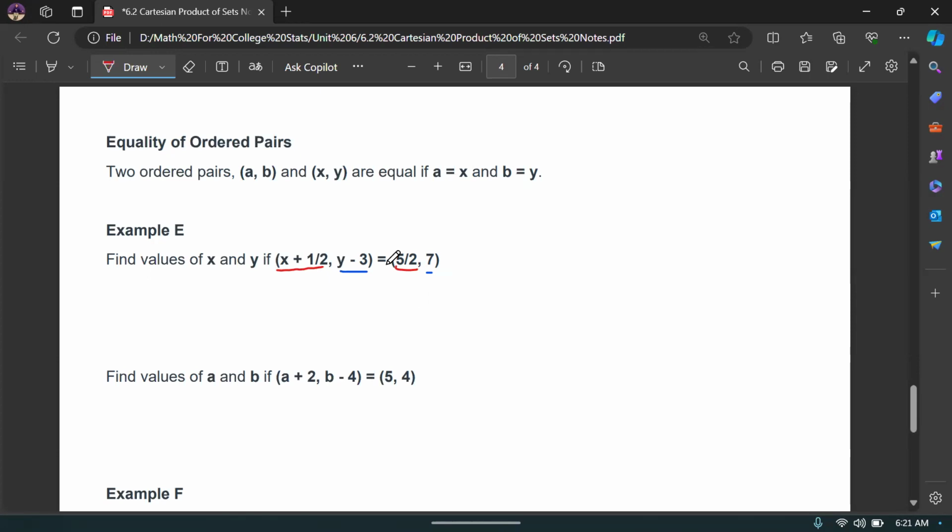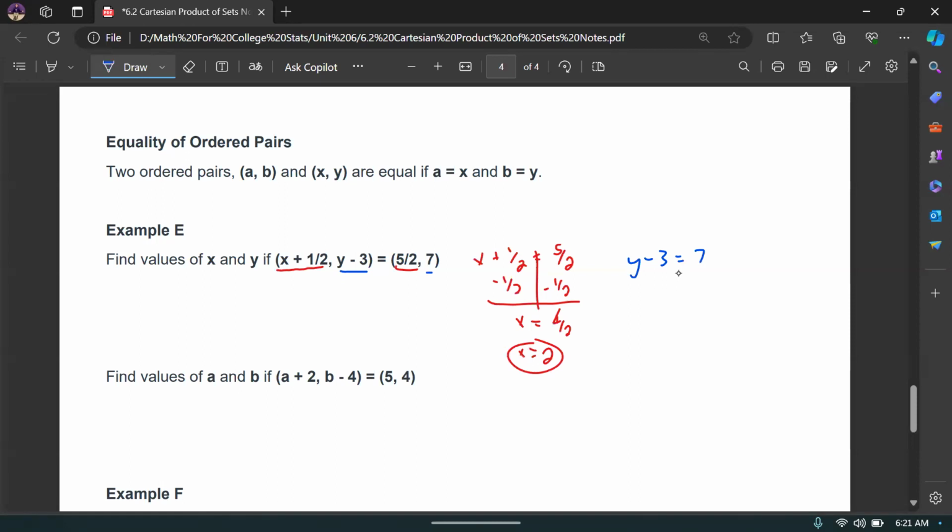So in this case, X plus 1/2 should be equal to 5/2. And in the other case, we have Y minus 3 should be equal to 7. So this should equal that, and this should equal that. All it is is a quick algebra problem to solve for X and Y. So I would subtract 1/2 here, and this gives me 4/2. X equals 4/2, which is the same thing as 2. So X equals 2.